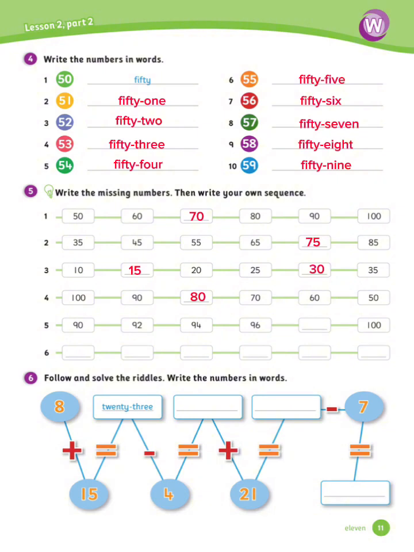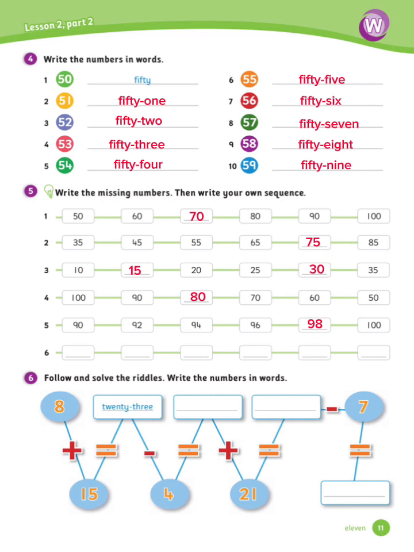Sequence number 5. We add 2 each time, so the missing number is 98. So the sequence will go like this: 90, 92, 94, 96, 98, 100.